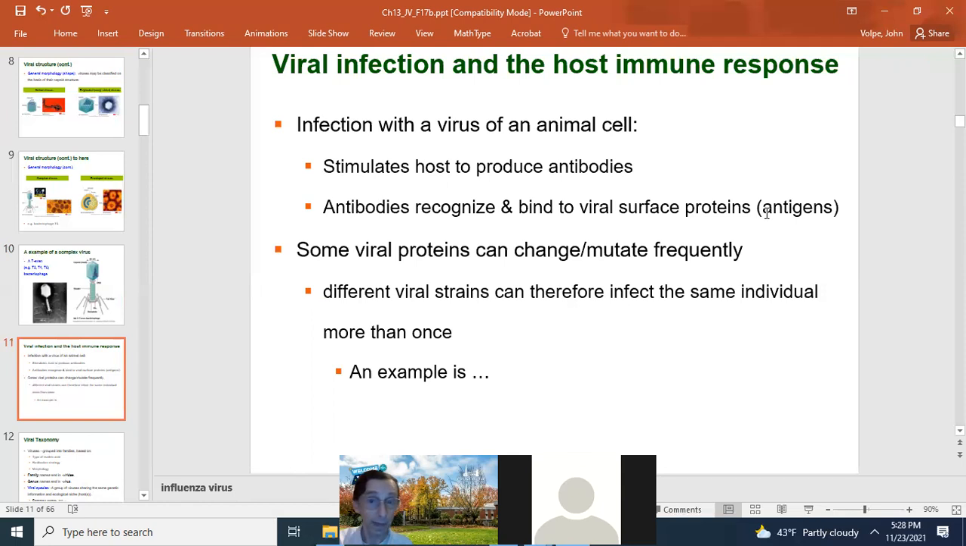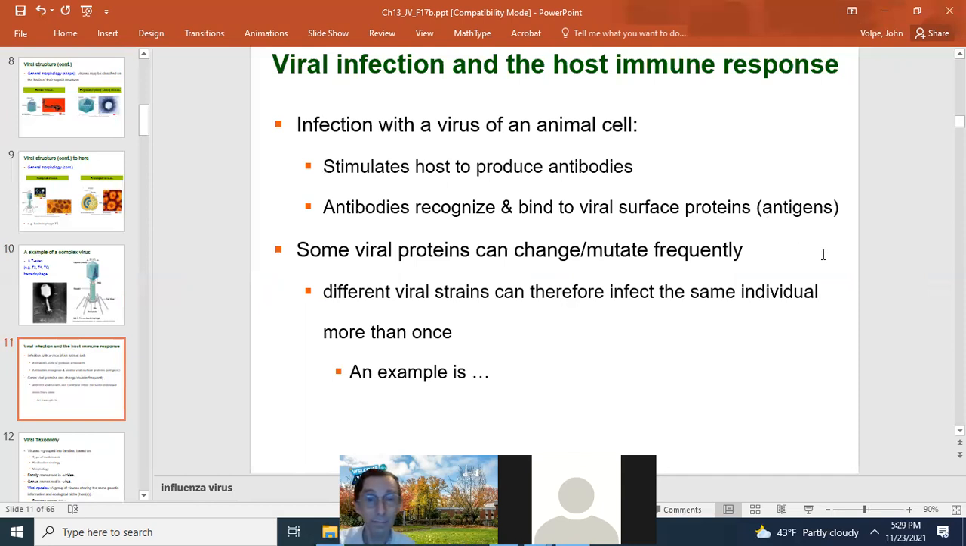Some viral proteins can change or mutate frequently, and therefore different viral strains can infect the same individual more than once. A good example of that is influenza virus that changes faster than most other viruses. Another good example is COVID. COVID-19 is a virus that has different strains, and as you know, the different strains can infect different people, and it is possible that you can be infected more than once with COVID-19 because the different strains can infect the same person.